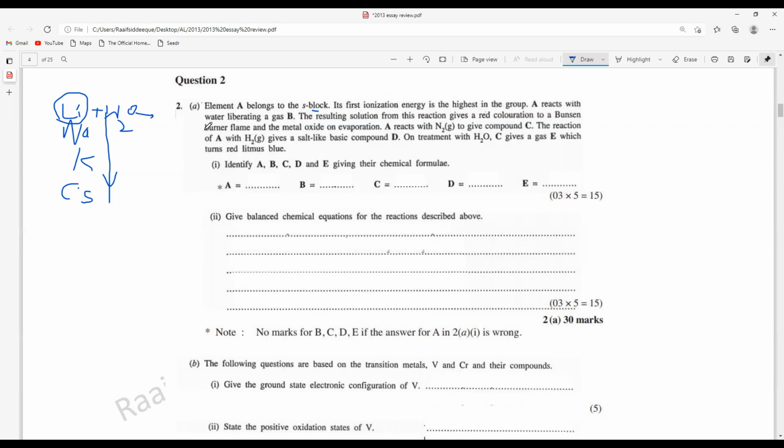Normally, when you consider the flame test, if you don't know, please go through the cation analysis video. I have already mentioned this many times before. For red, normally there are two: one is strontium and one is lithium. Lithium gives the red color, but strontium belongs to group 2, not group 1. So automatically this becomes lithium. And in the Bunsen burner, the metal oxide forms on evaporation. So this gives a metal oxide, typically lithium oxide, right?